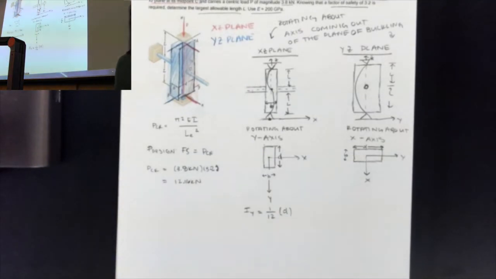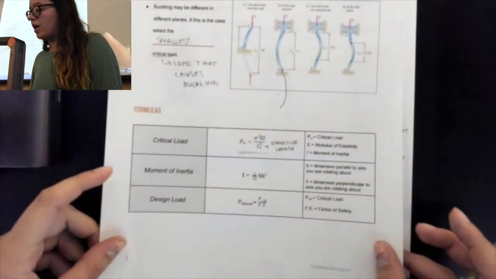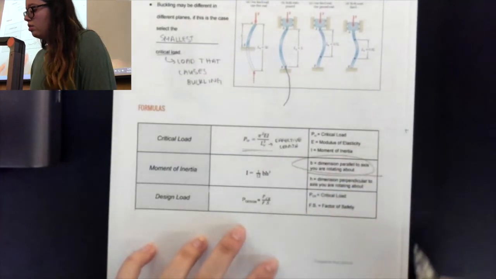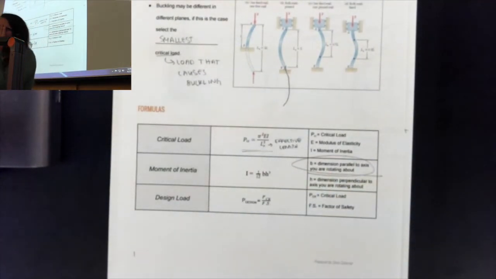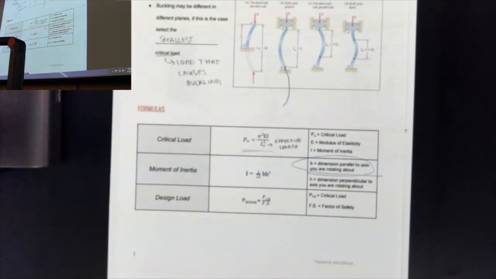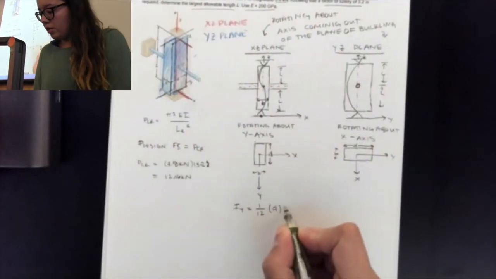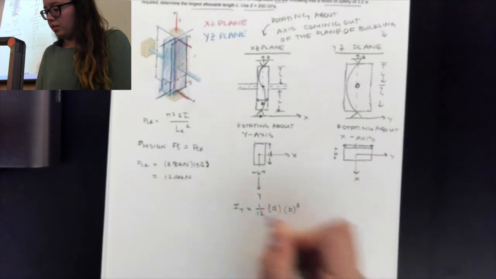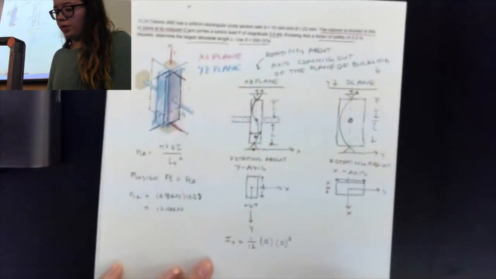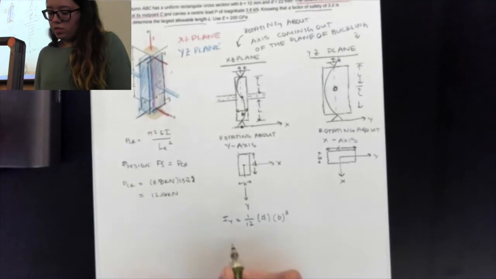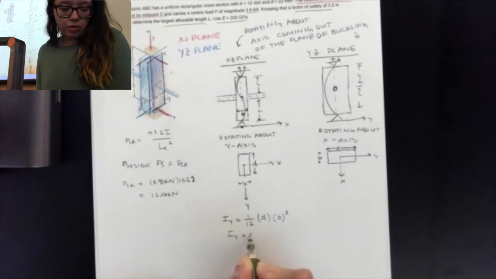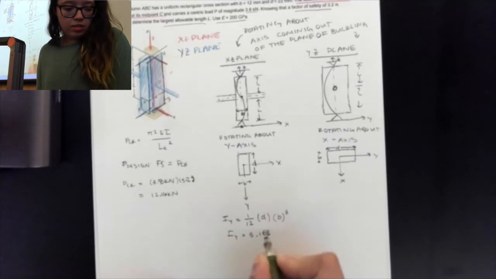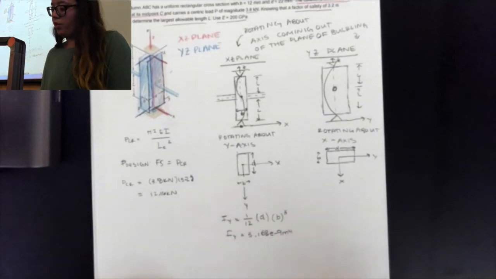Let me check and make sure. If you forget that, we have it written down right here: B, the base, is a dimension that's parallel to the axis we're rotating about. So that's why it's important to know which axis we're rotating about. So that's our base, which means our height is going to be this B right here. They gave us these in the problem, 12 and 22. So IY here is going to be equal to 3.168 times 10 to the negative 9 meters to the fourth.